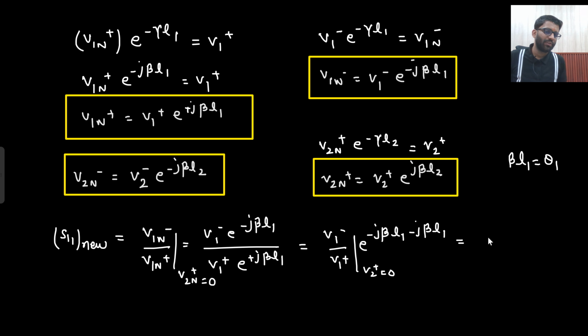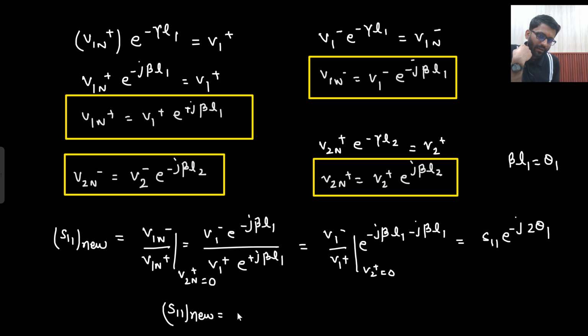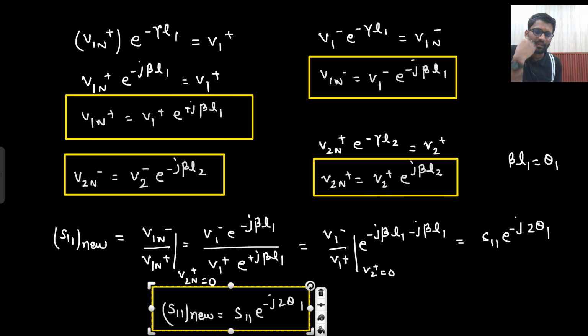So if V2 plus is equals to 0, this can be replaced with S11. And beta L1 is equals to theta 1, so this is 2 theta 1. So e to the power minus j 2 theta 1. So this is new S11. Are you getting this point? So your S11 new is coming out to be S11 e to the power minus j 2 theta 1. This is your S11 new. Is that clear to you?